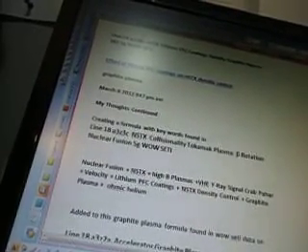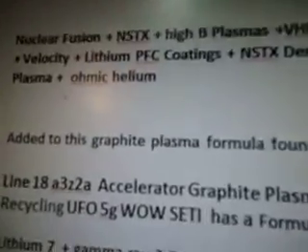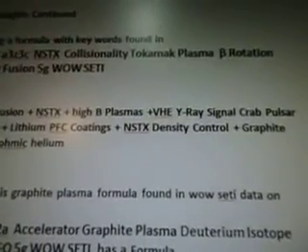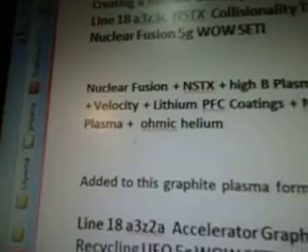My thoughts continued. Creating a formula with keywords found in line 18A3Z3C. NSTX Collisionality Tokamak Plasma B Rotation Nuclear Fusion 5G Wow Seti. You want to take nuclear fusion at NSTX, the high B plasmas, the VHE Y-ray Signal Crab Pulsar, plus velocity, plus lithium PFC coatings, plus NSTX density control, plus graphite plasma, plus ohmic helium. Added to this graphite plasma formula found in Wow Seti data on line 18A3Z2A Accelerator Graphite Plasma Deuterium Isotope Recycling UFO 5G Wow Seti has a formula.